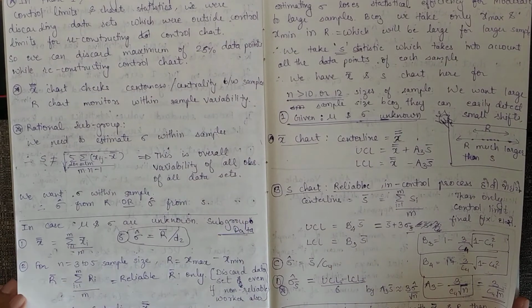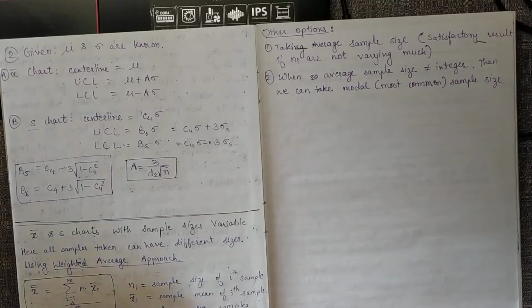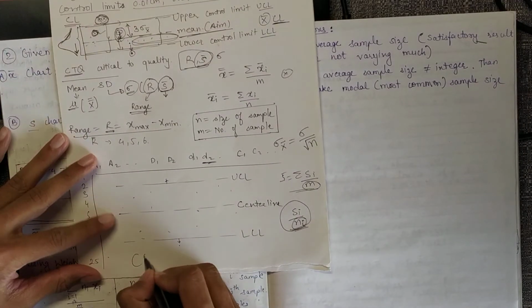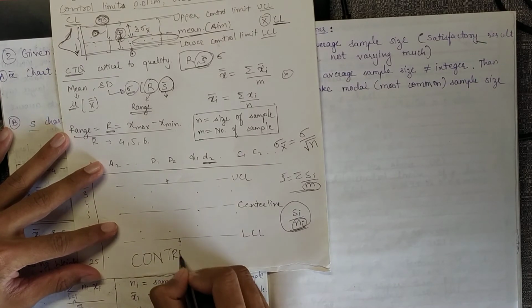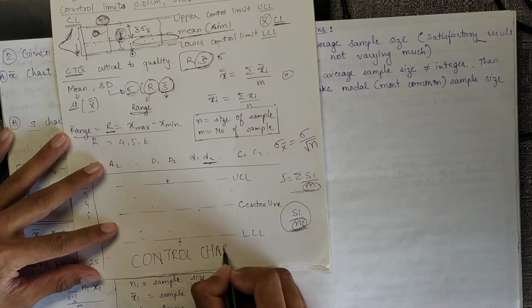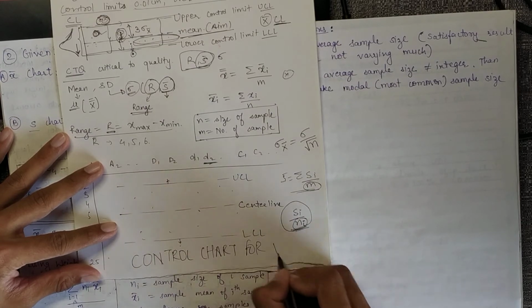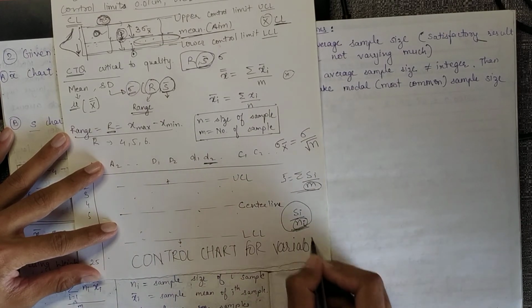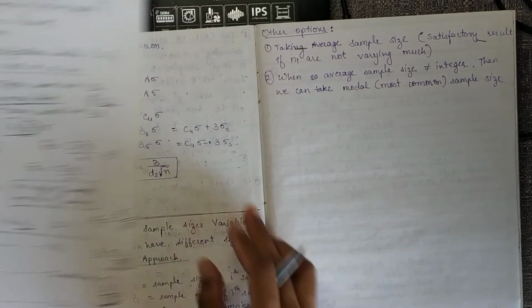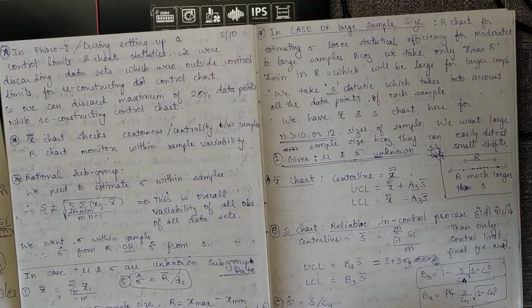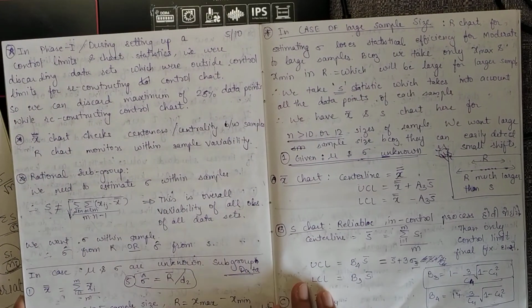So these were the 4 main types of control charts for variables. Afterwards I'll do them for attributes also. So there can be attribute-based control charts.